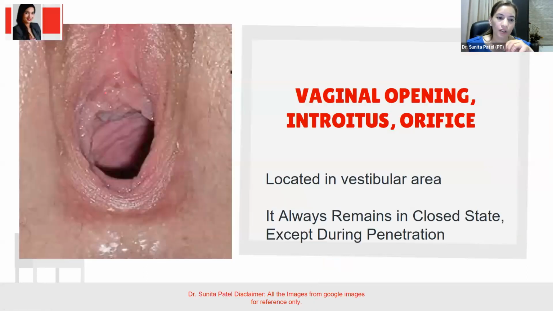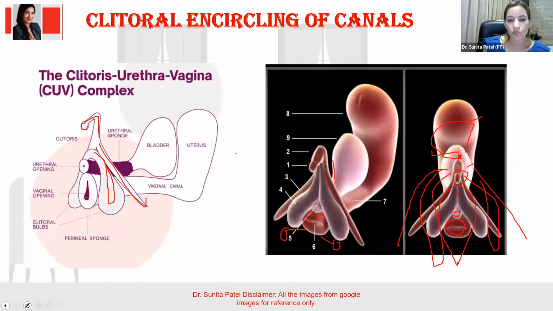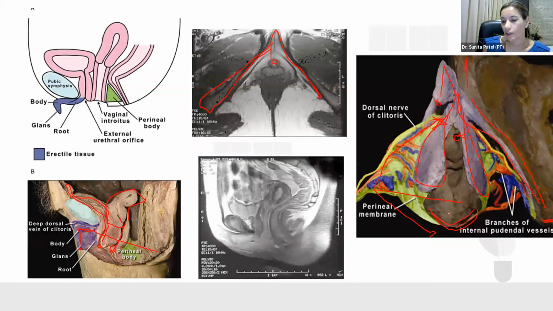Now, beneath the urethra, we have another canal, another opening, that is the vaginal opening. We also name it as a vaginal introitus or vaginal orifice. So there can be 3 names: vaginal opening, vaginal introitus, vaginal orifice, and they are located in the vestibular area. And as we already saw in this image, they always remain in a closed state. Look, it's closed. The anterior wall and the posterior wall of the vagina are joining with each other.